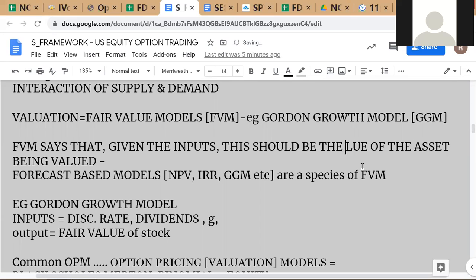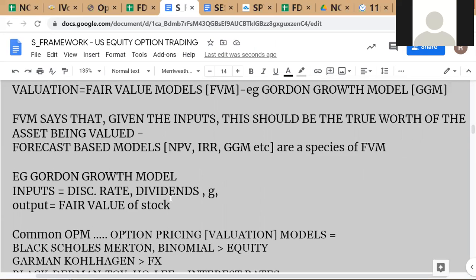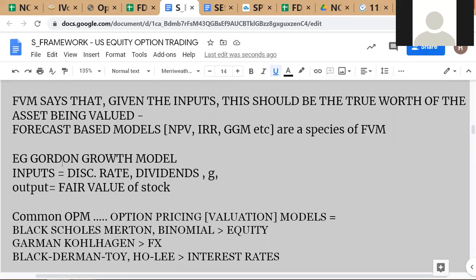Maybe we'll change the language a little bit. True worth, that's the idea. Okay. Forecast-based models, we have already discussed all this, are a species of fair value models. Okay. Now, inputs, outputs, discount rate. This is the Gordon growth model that we have discussed.